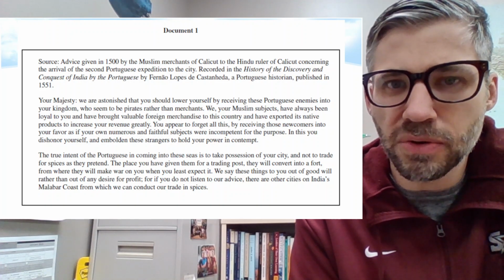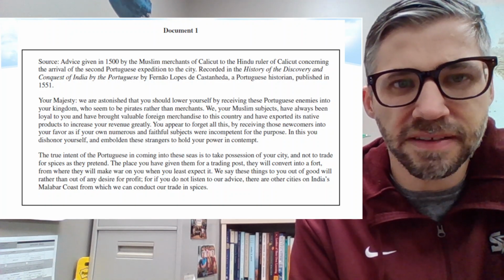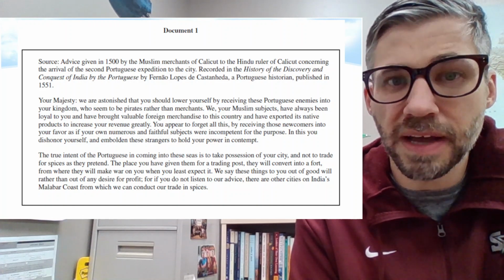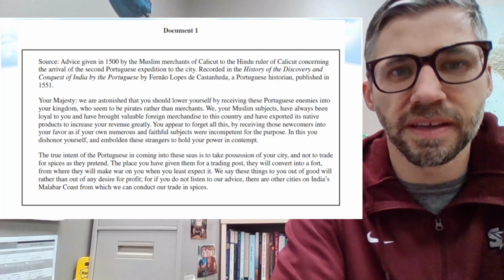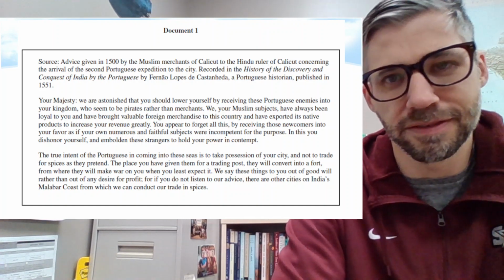We say these things to you out of goodwill rather than out of any desire for profit. For if you do not listen to our advice, there are other cities on India's Malabar coast from which we can conduct our trade in spices.